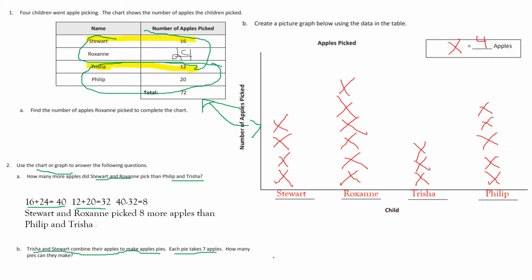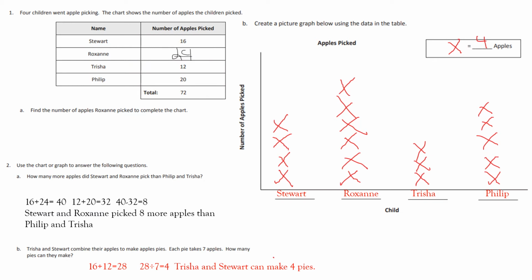All right, and we're going to go over the answer now. So I wrote 16 plus 12 equals 28, and then 28 divided by 7 equals 4. So I wrote Tricia and Stuart can make 4 pies. So there you see my work of everything and my answer.